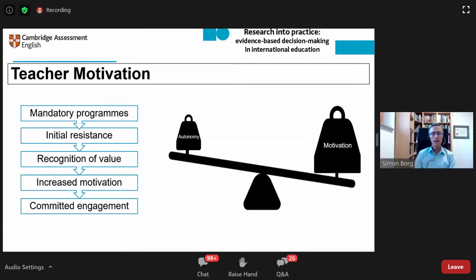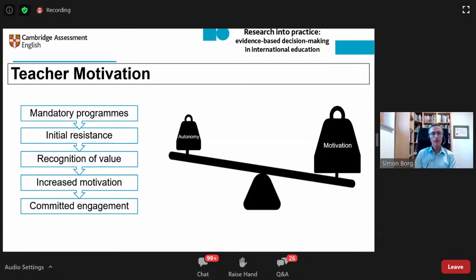In other words, even in professional development programs where teachers have little autonomy in terms of what they study, how they study, and whether they actually join or not, even in those contexts where teachers have very few choices, if the program is seen to be of value to them and to their learners, they are likely to participate in a committed way and therefore to benefit from the program.